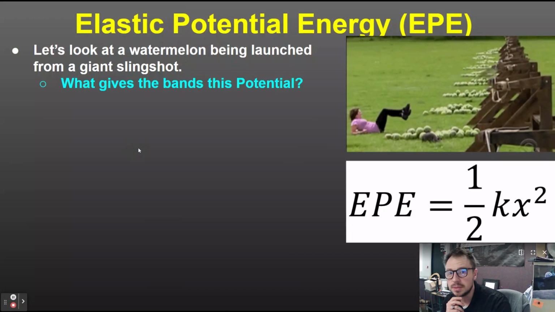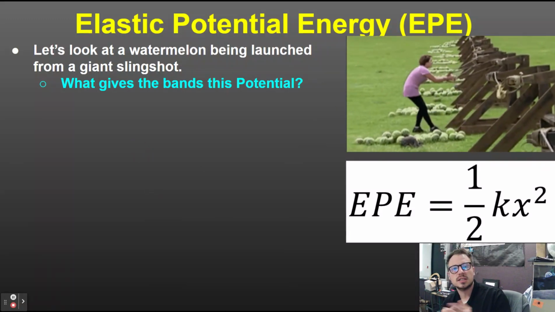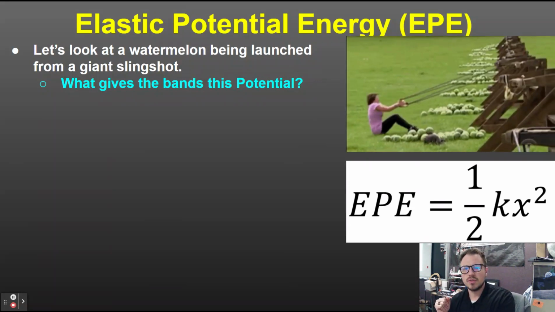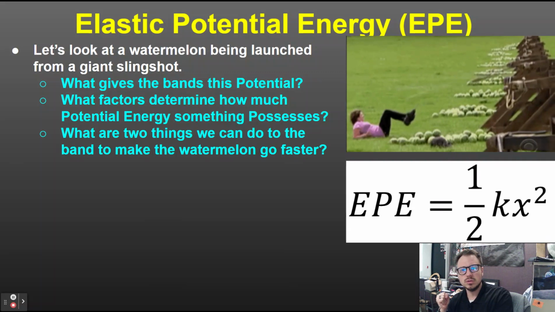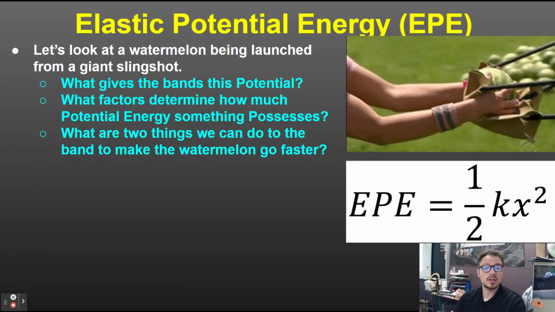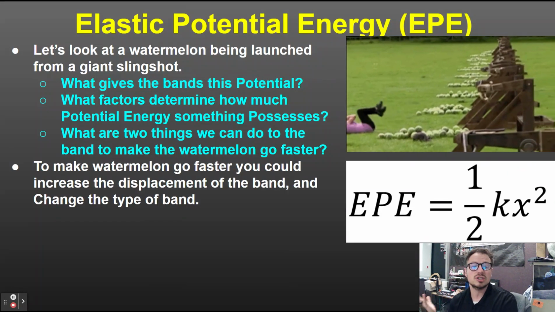Now, this is another form of potential energy. We have elastic potential energy. So I show this clip of somebody using a slingshot to launch a watermelon. And it's like, what could you do to make that watermelon go faster? Well, you could pull that slingshot back farther. You can increase the distance at which that object is stretched. Or you could just change out the band.